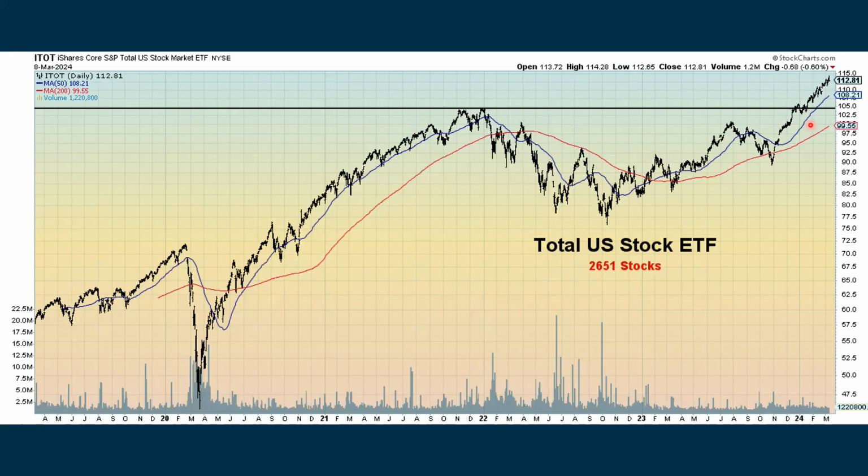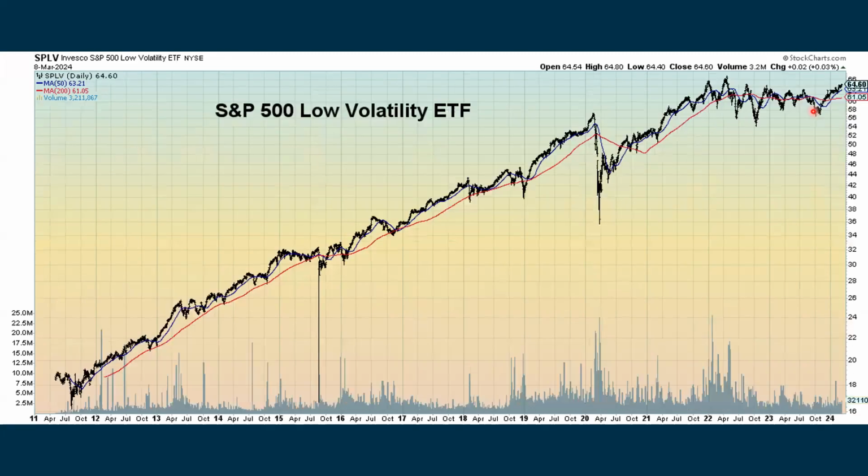This is a total U.S. stock ETF, which includes 2,651 stocks. This is just coming off of setting recent all-time highs. This is also suggesting that there's more than just 7 stocks that are participating. Now, when it comes to market capitalization and their impact on the indexes, yeah, the Magnificent Seven really have an impact, but this is showing that all of these stocks together are in a pretty solid uptrend.